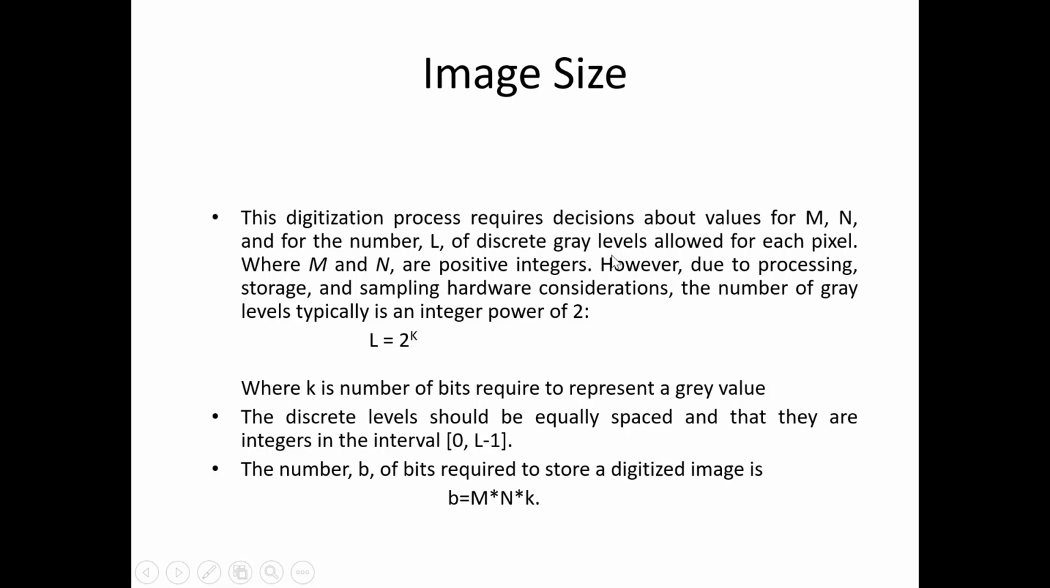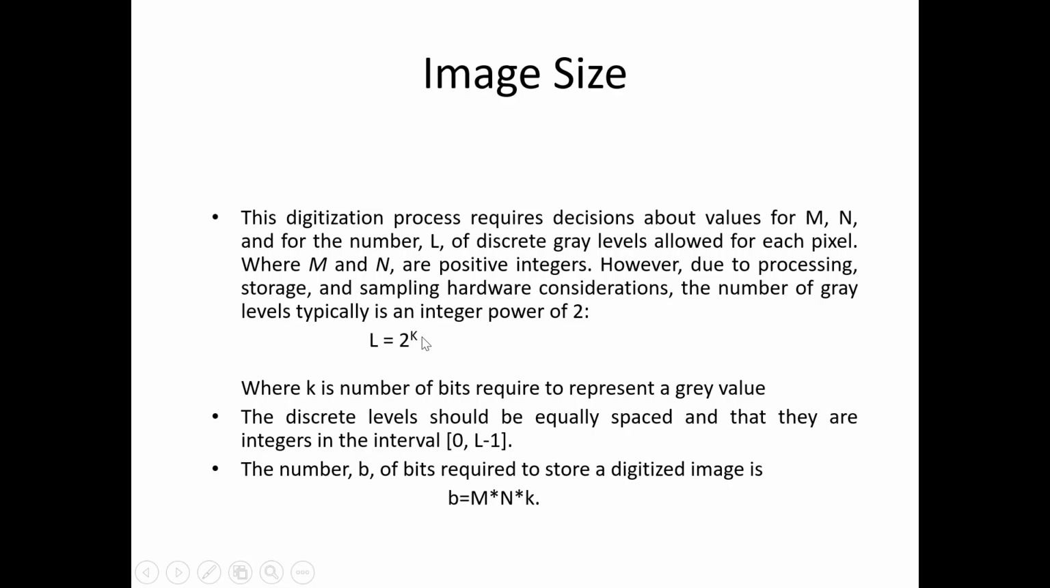Discrete gray levels means different shades of the gray level, gray image. So how many different gray shades are possible when the number of bits per pixel is 8? The answer is 256. Why 256? Because the bits required to store the pixel value is 8.